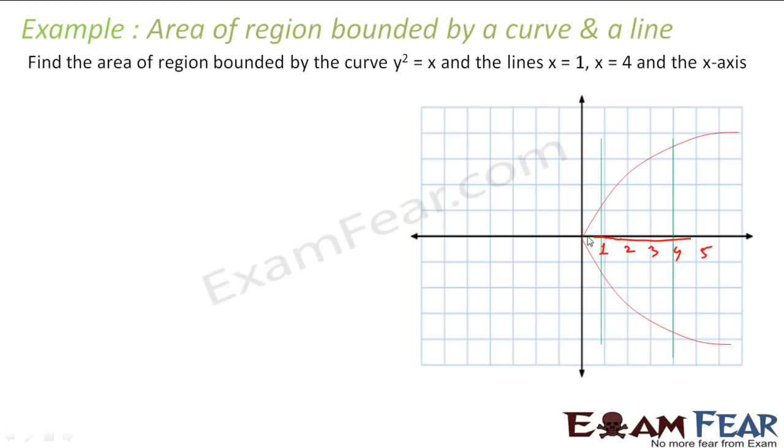So I have my two lines, x is equal to 1, x is equal to 4, and the x-axis. If you see, there are actually two curves. One curve is this curve, I'll draw it like this, and the other curve is this one. But generally, the question is in the first quadrant, because it has to be defined. So in the first quadrant, what is the area bounded by this curve, y square is equal to x, this line x is equal to 1, this line x is equal to 4, and the x-axis also?